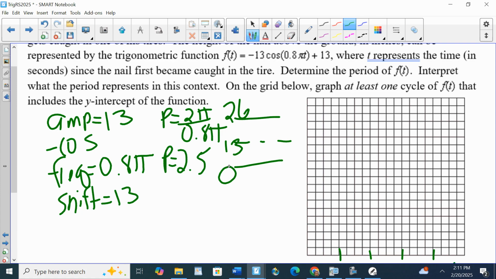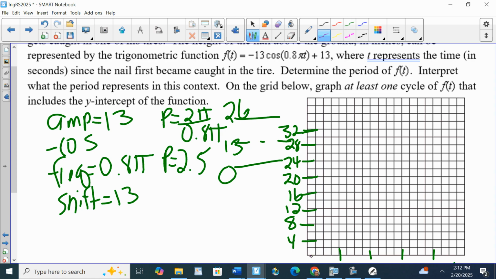Doesn't look like there's 26 boxes there. So I'm going to make every box worth 2. So this would be 2, 4, 6. I like to label every other box just to keep it neater. 12, 14, 16, 18, 20, 22, 24, 26, 28, 30, 32. I'm above where I need to be. Let's find my values now.